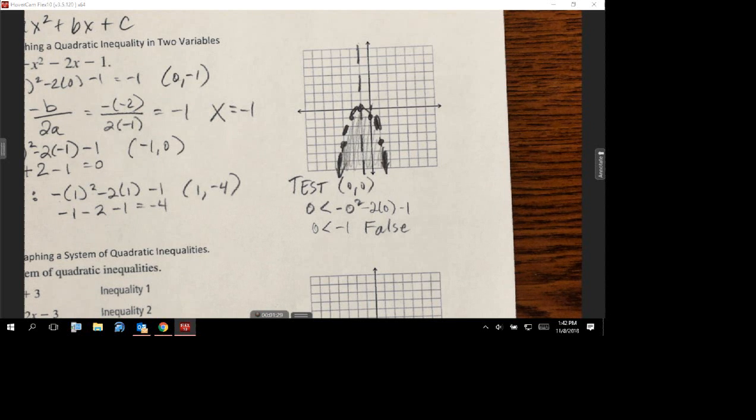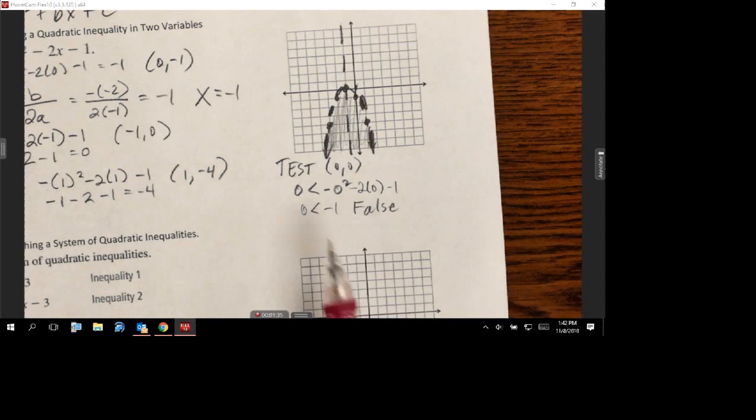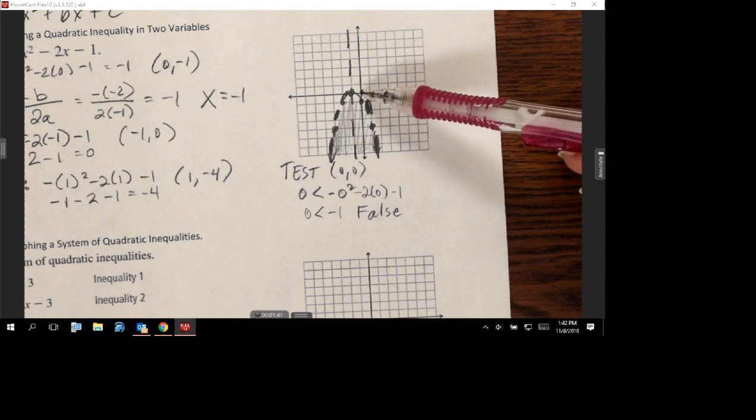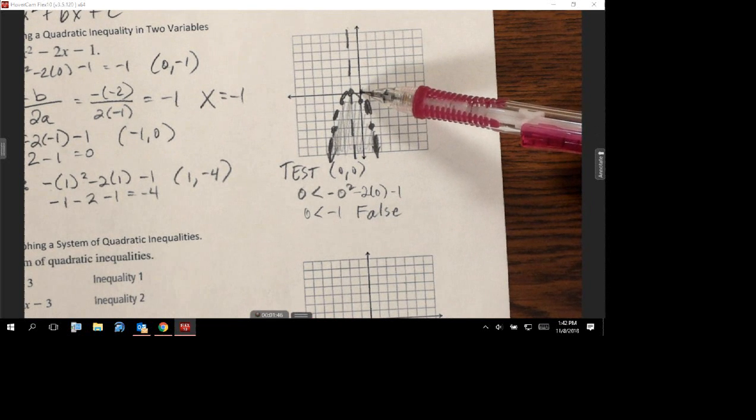So when you tested it, 0 is not less than negative 1. This is a false statement, and (0, 0) was here. Because it's false, (0, 0) is not a solution, so it cannot be in the shaded portion.